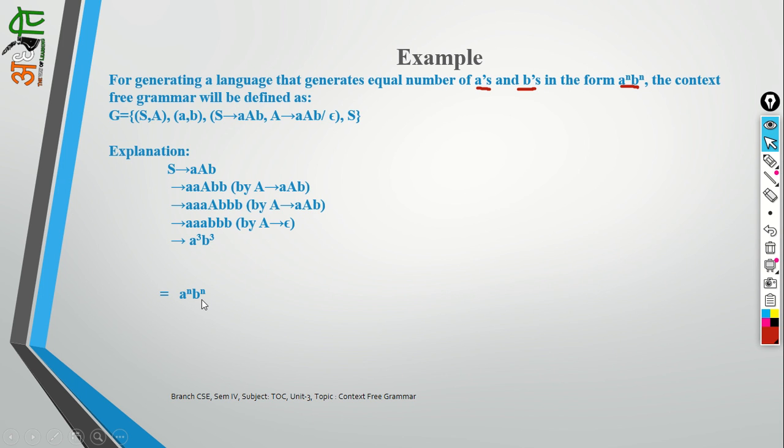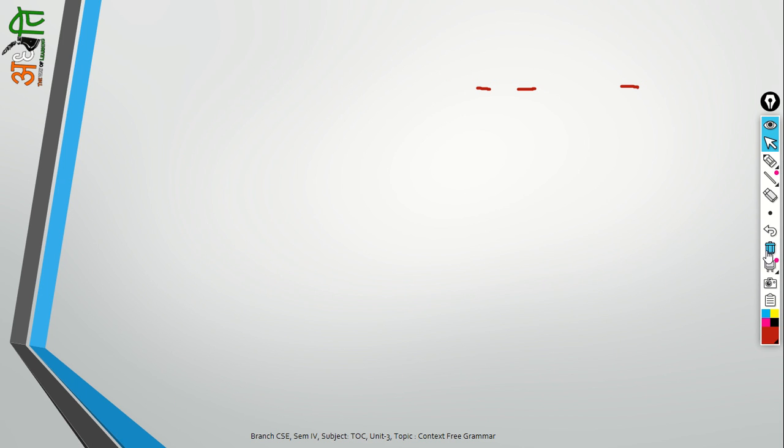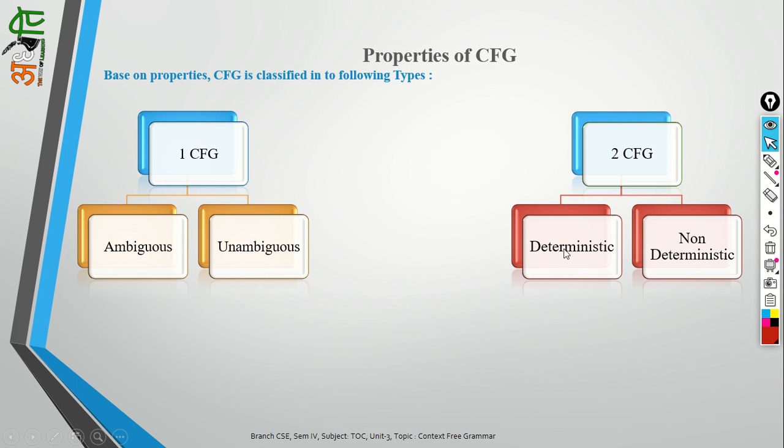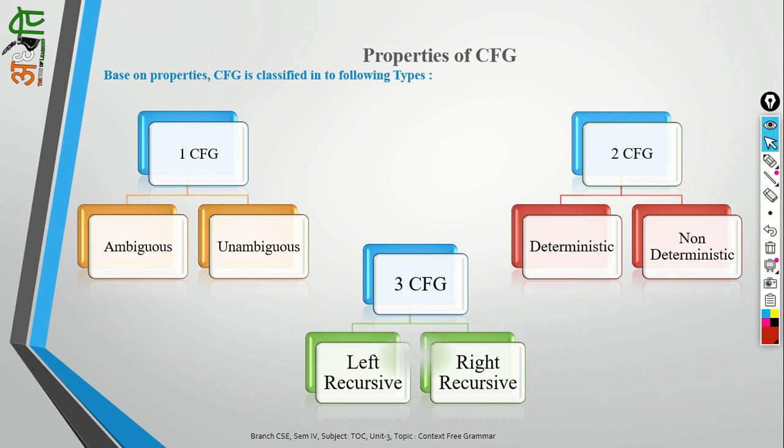Now, in the next part we have a look at the properties of context-free grammar. There are some categories based on some properties. The first category is on the basis of ambiguity: ambiguous and unambiguous context-free grammar. There are some grammars which are generated with ambiguity. We will discuss it in the next video; today we just have a brief introduction. Another type is deterministic and non-deterministic, which is also another property. And the last property is left recursive and right recursive context-free grammar. All three are very important, and we will discuss each one by one in the next video.